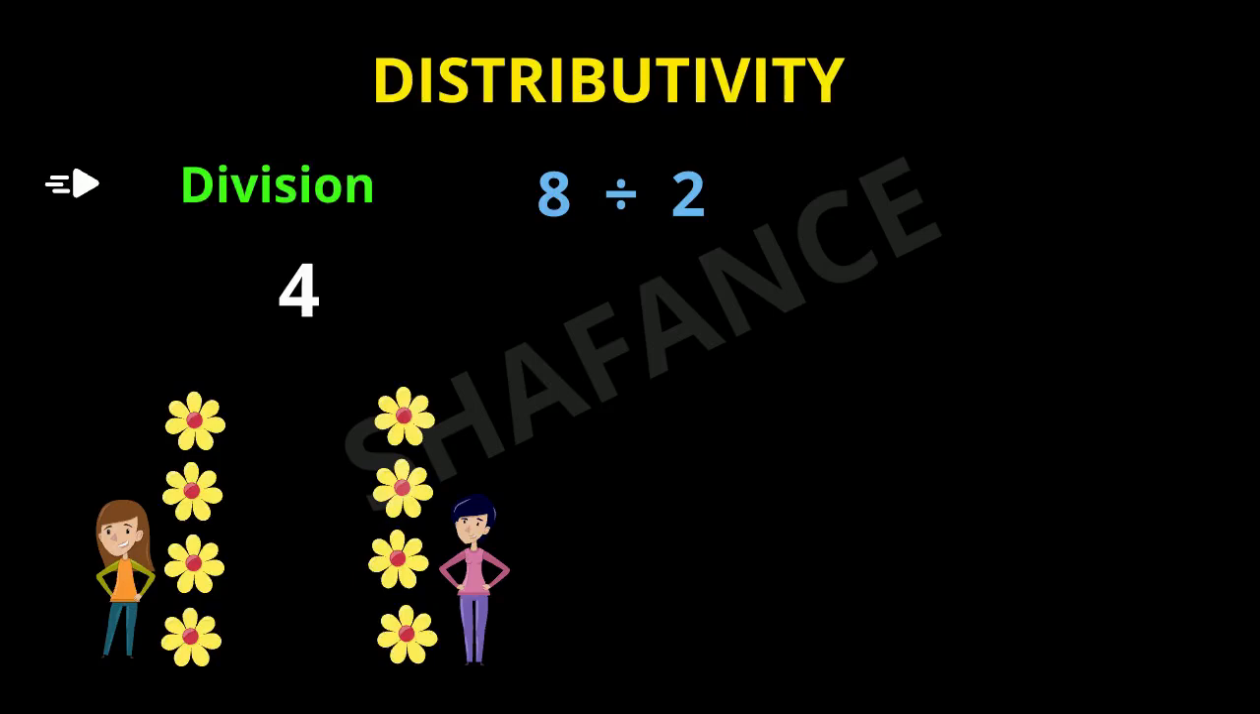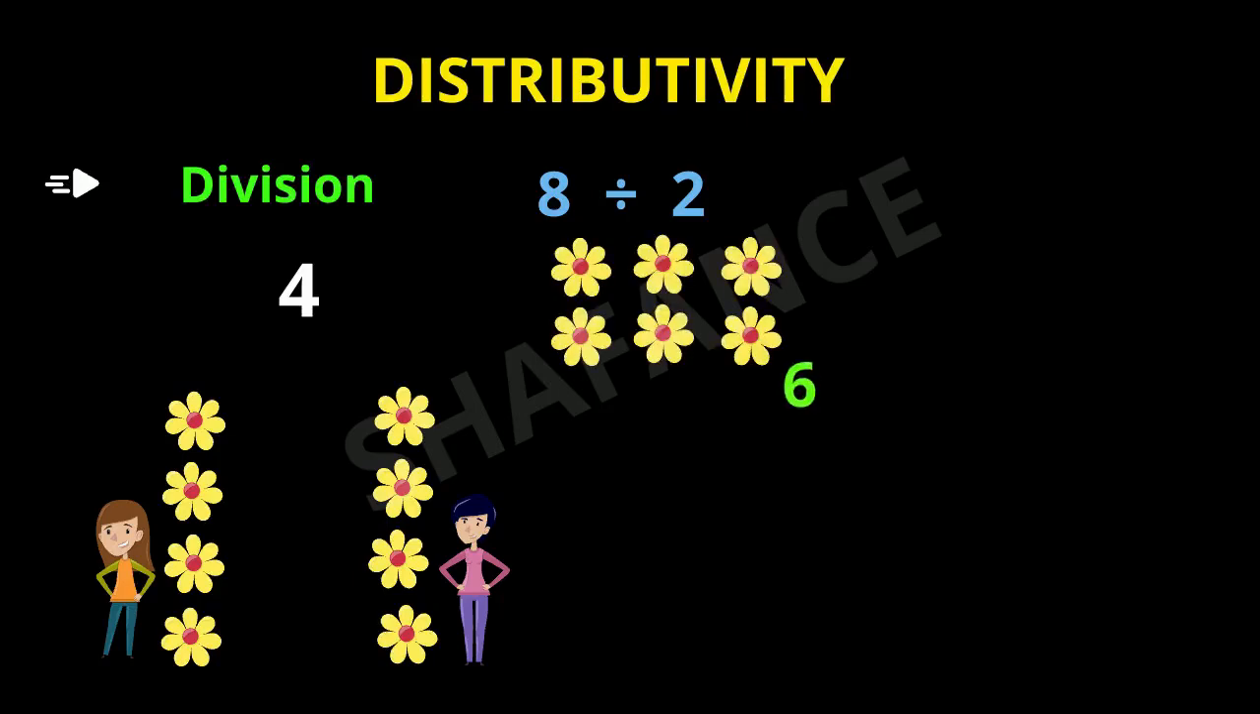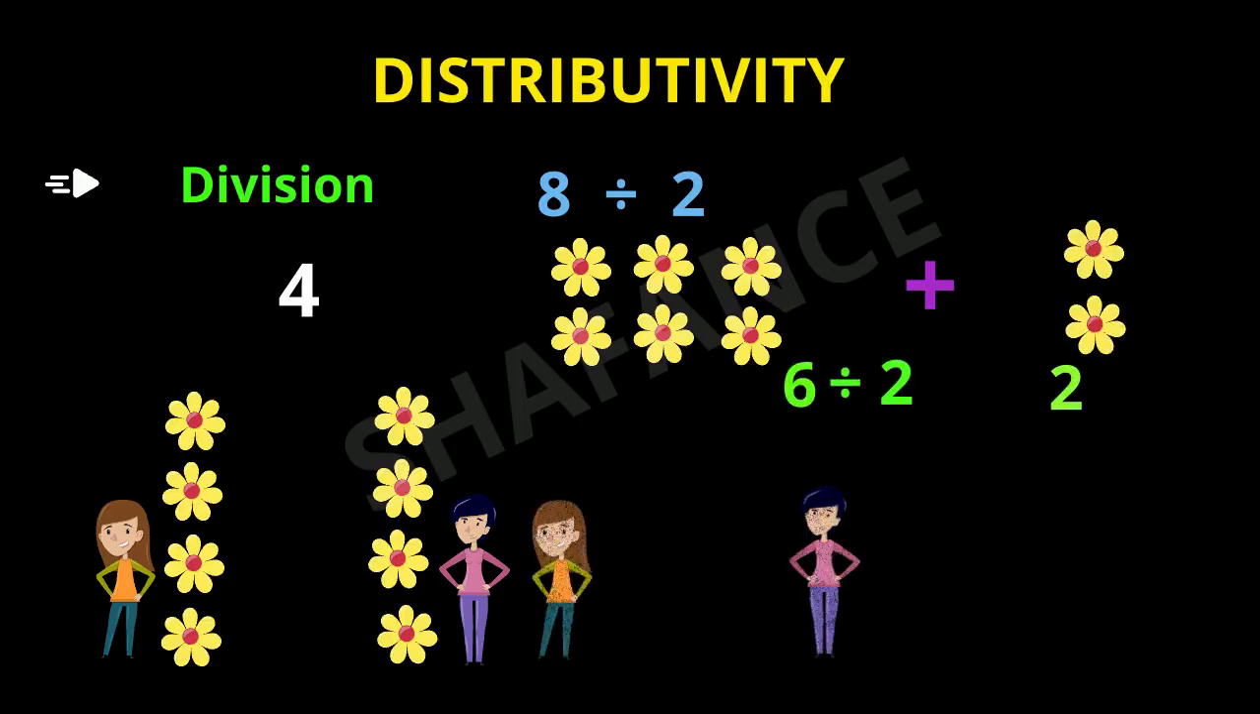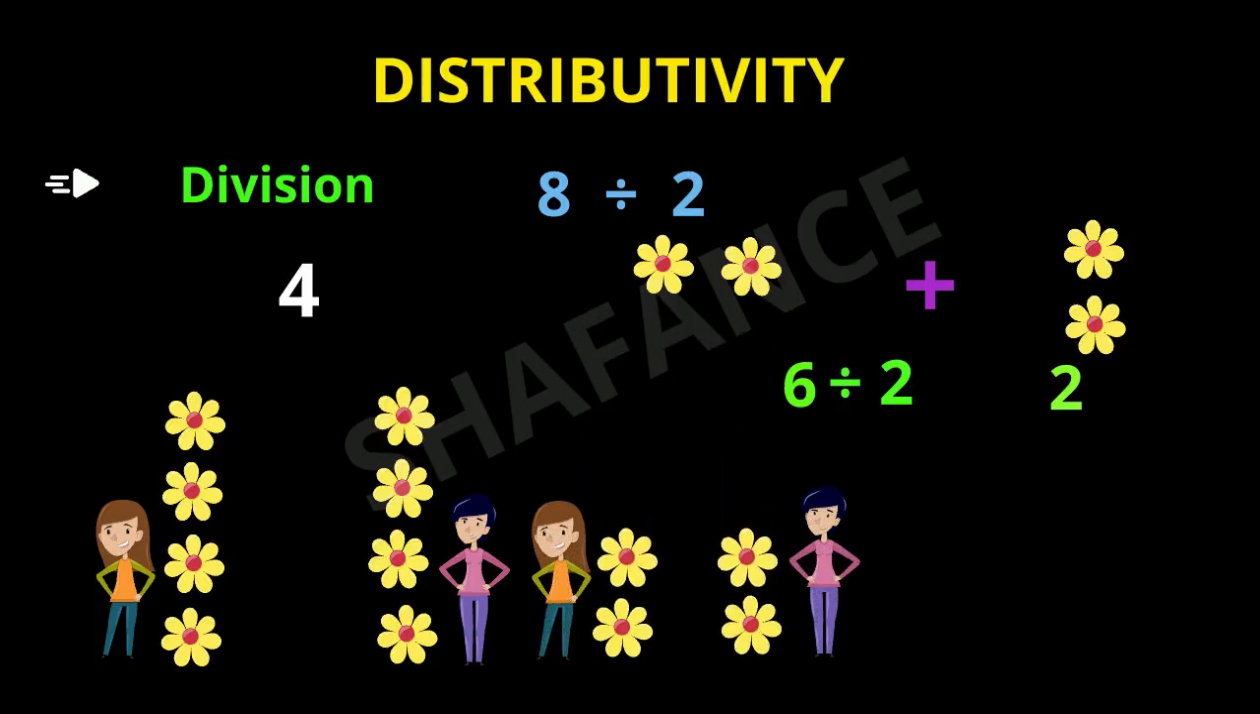So now let us take 8 more flowers. But this time we will split them into 2 parts. We will first take 6 flowers and then we'll add 2 more flowers. So first we will divide these 6 flowers among the same 2 girls. Each of the girls would get flowers one by one, and in all both of the girls get 3 flowers each. So our answer of this division 6 by 2 is 3.